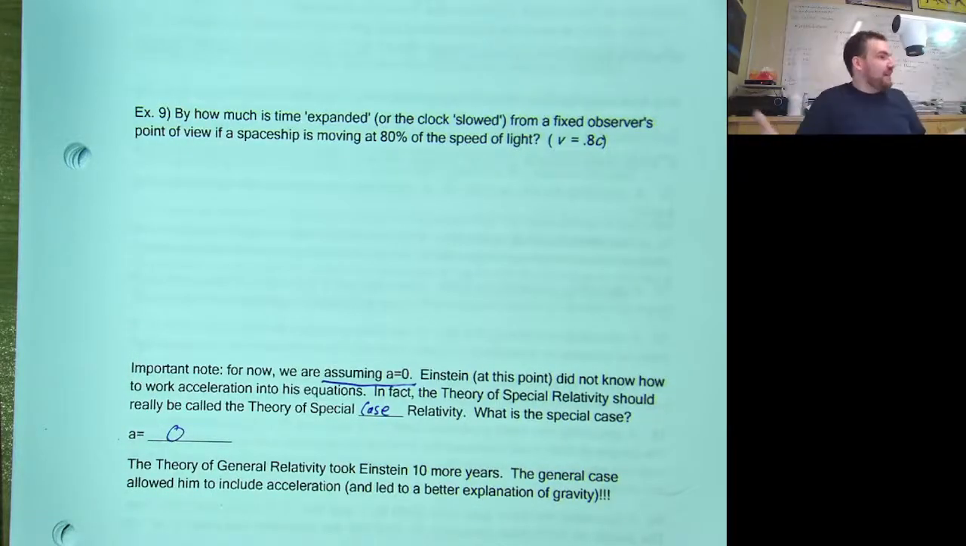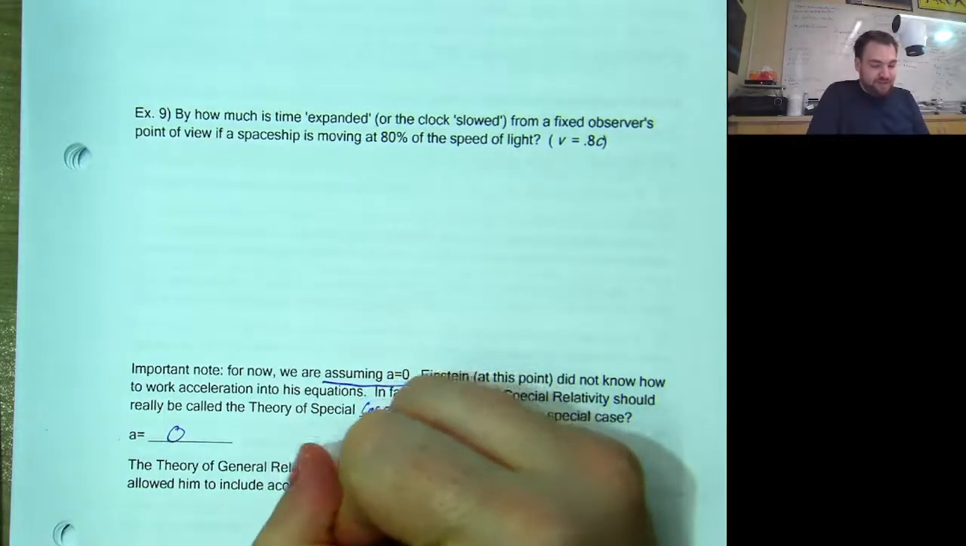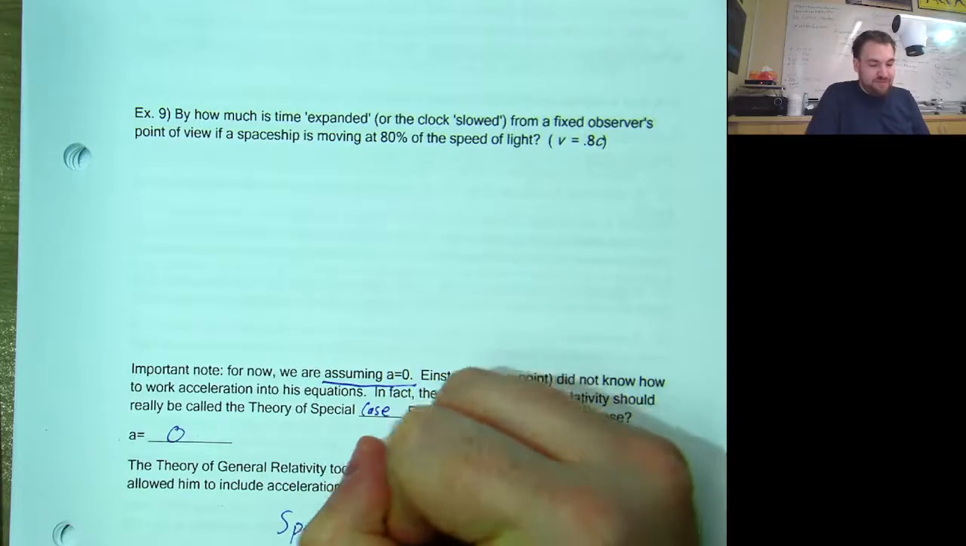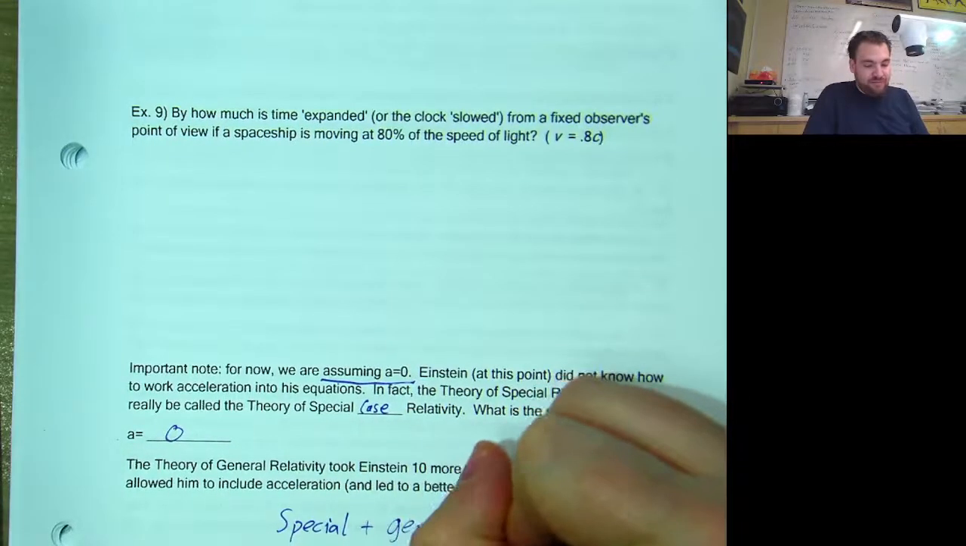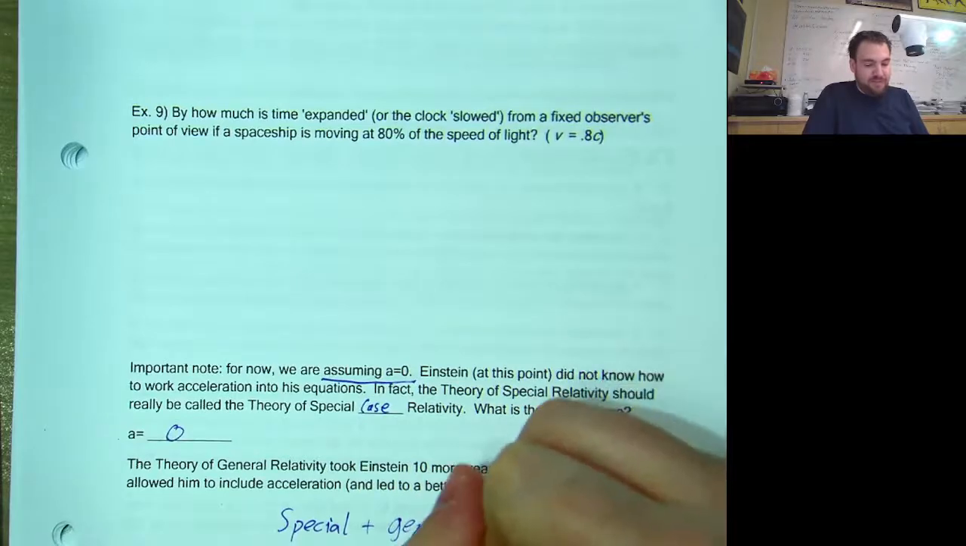The entirety of the theory of relativity includes the special case plus the general case. It gets put together as the theory of general relativity, which we are not even going to begin to touch in this course. Special plus general. This came 10 years later.